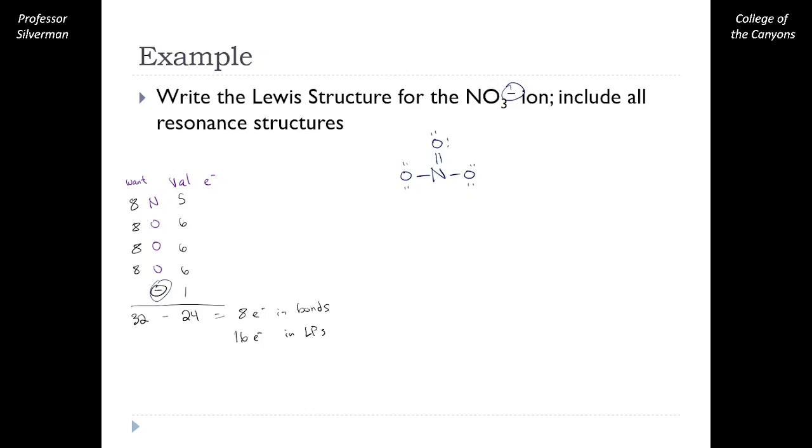I've drawn one version of this. We need to have 1 double bond and 2 single bonds to get our 8 electrons in bonds. I chose to draw that double bond to the top oxygen, but actually this isn't the only choice. We could have drawn it to other places. So actually we're going to need to draw some resonance structures. Let's draw all the versions that are good.